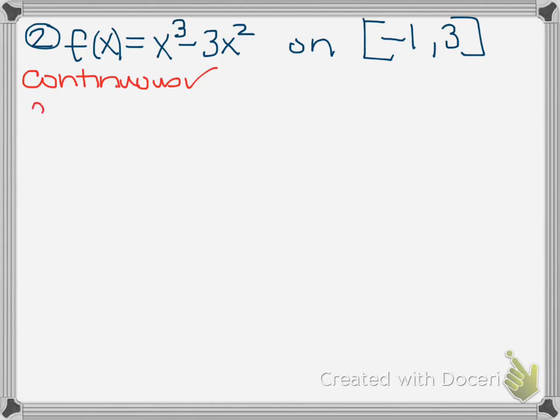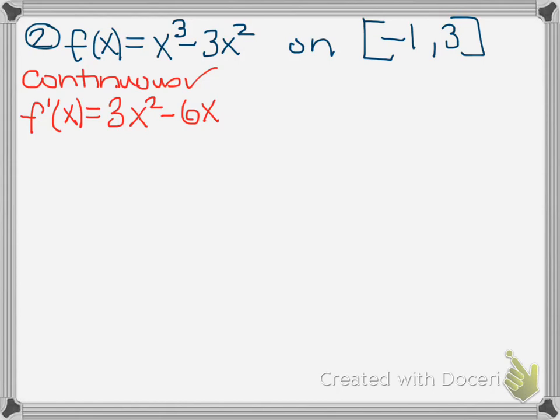Why is my stylus being annoying? Really, guys? You can't see me, and you should probably be laughing at me because this is ridiculous. But it's okay. I'm just having troubles with my stylus. All right. F prime of x equals 3x squared minus 6x.